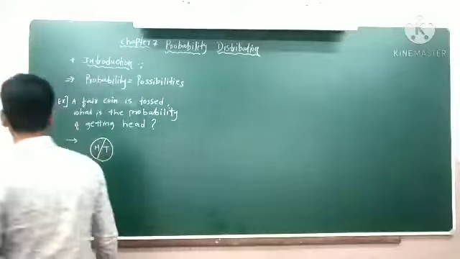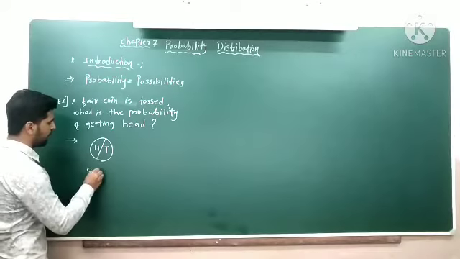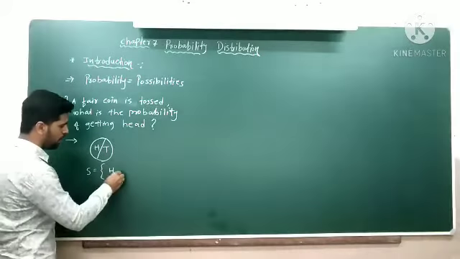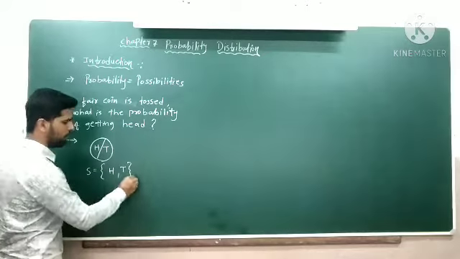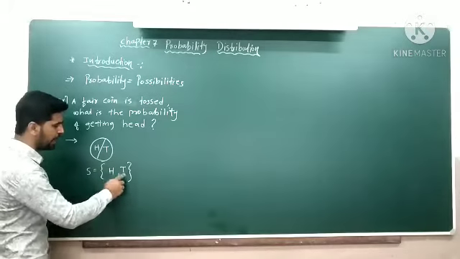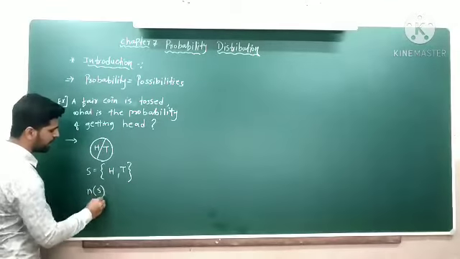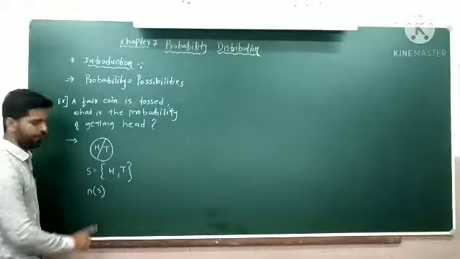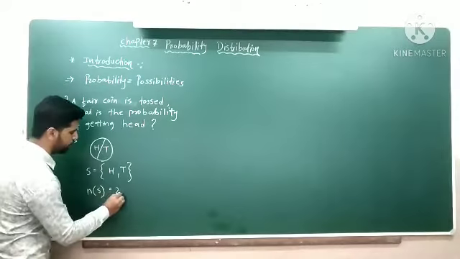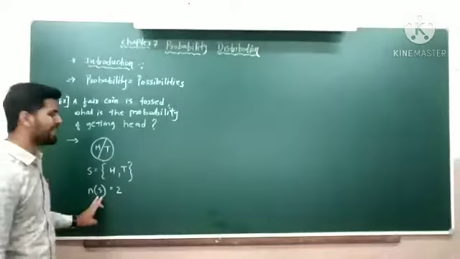So I will write the possibilities as a set. My first possibility would be head or it would be tail. How many elements are there in this curly bracket set? There are two elements, H and T. The number of elements in set S is known as n of S. We have n of S equal to 2.